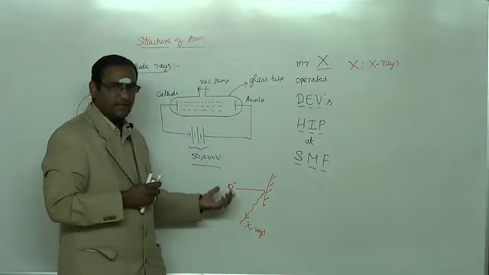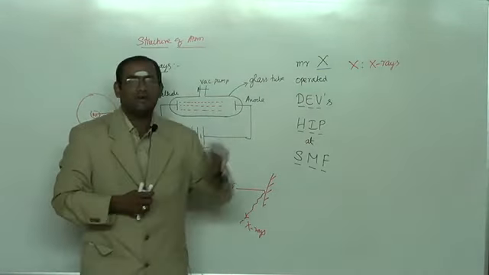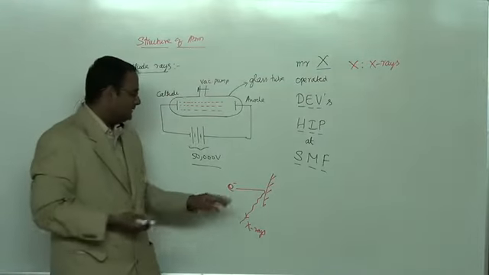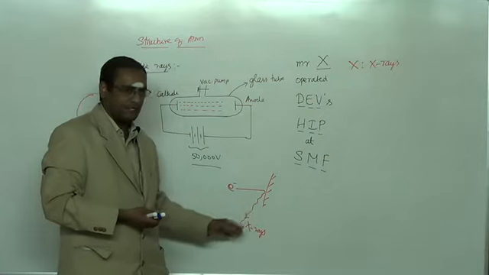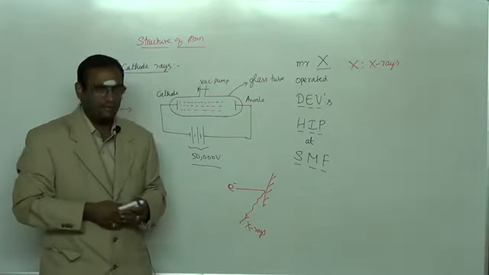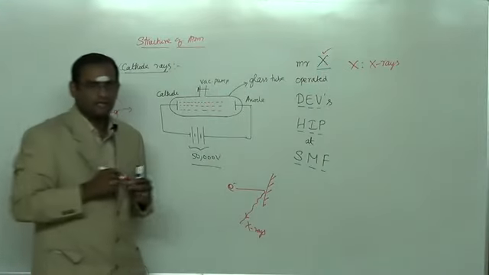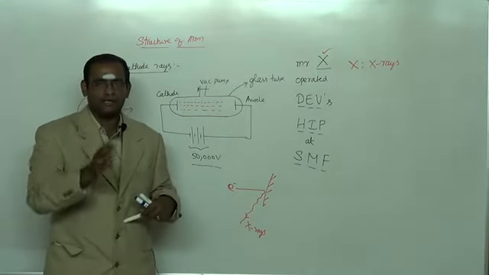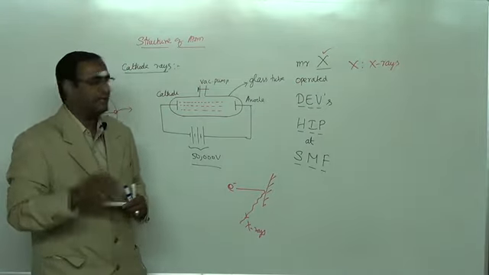Now we are interested only in the features of these cathode rays. X stands for X-rays. What are X-rays? When a fast moving electron is suddenly stopped by a solid target, X-rays are emitted. So therefore, first property over. X stands for X-rays. When fast moving electrons are suddenly stopped by a solid target, X-rays are emitted.